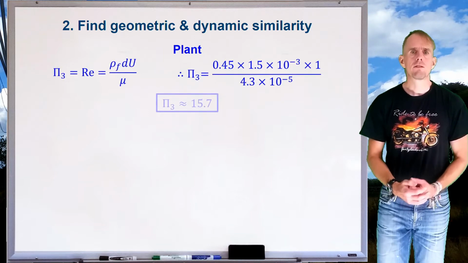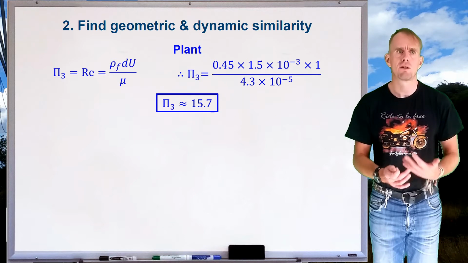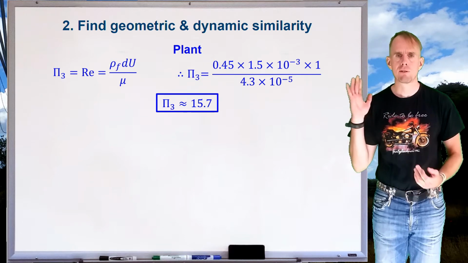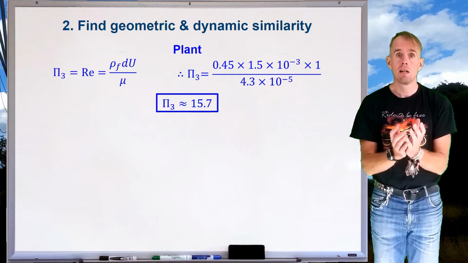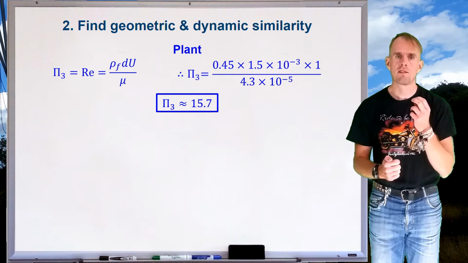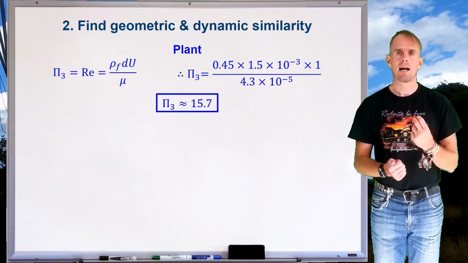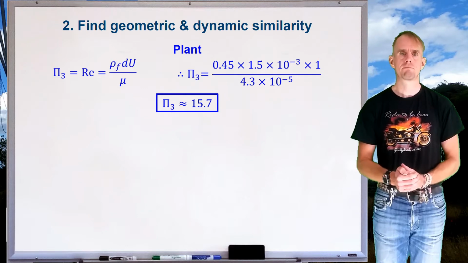So for our plant, we can have a look at the fluid flow, and we have a look at the Reynolds number, and we've got enough information to calculate that the Reynolds number with respect to particle diameter is just below 16. That should trigger the thought that this is a laminar flow, and so we need to preserve that laminar flow characteristic in our scale model.